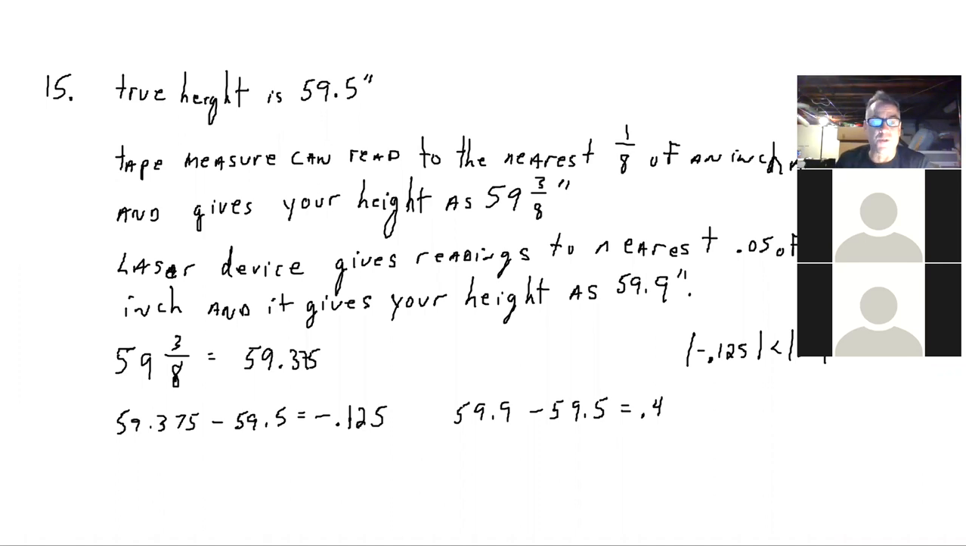So the tape measure was more accurate. That is, it had a smaller absolute error. That's how we figure it out. So the tape measure is more accurate. Now, in terms of precision, that's again how we're measuring. The tape measure, we figured out, was more accurate.